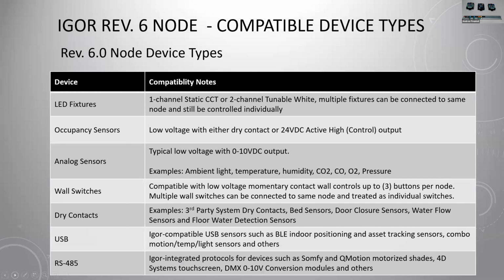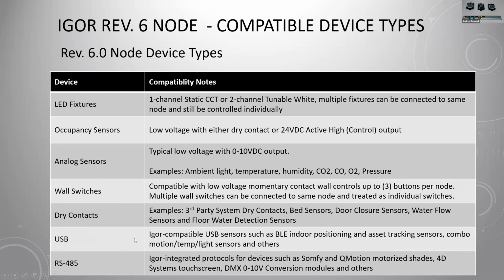So looking at some of the device types, there's going to be a lot of similar device types that you can connect up to a linear node as with the Rev 5 nodes: 1 or 2 channel fixtures, occupancy sensors, analog sensors, wall switches. Really the only difference is that you can only do a 3-button wall switch on the linear, and we don't have the separate pilot light outputs on the linear nodes. Dry contacts, very similar connections.